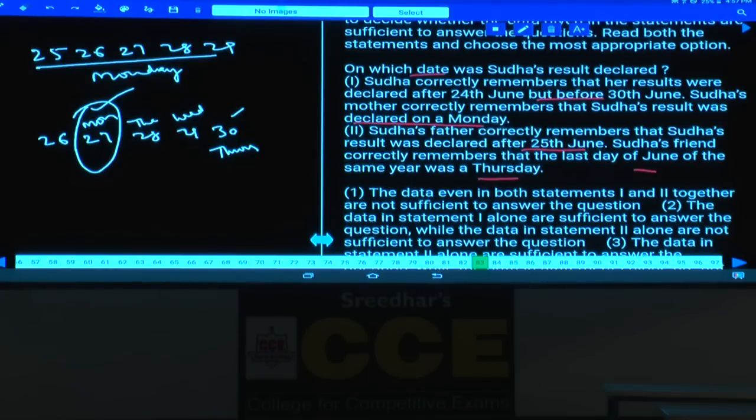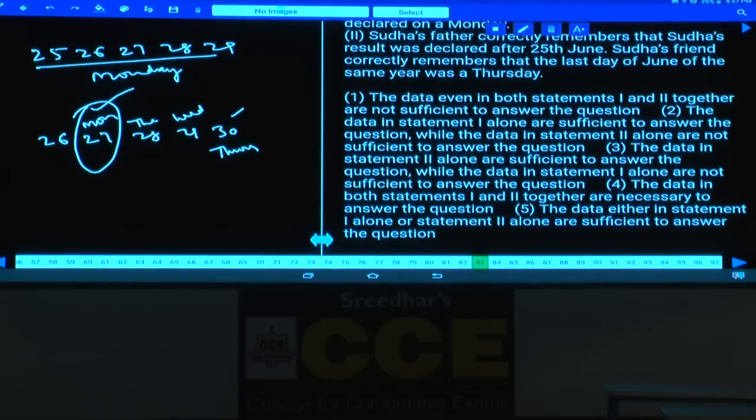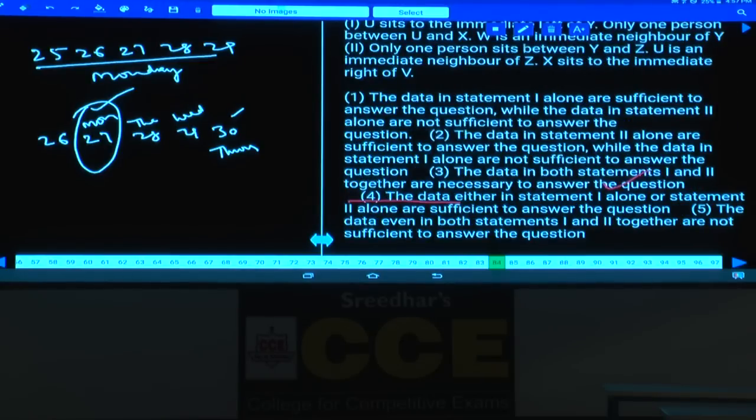Then what is your choice? Choice 4. The data in both statements 1 and 2 together are necessary to get the answer. Hence her result was declared on 27th. Then question number 84.